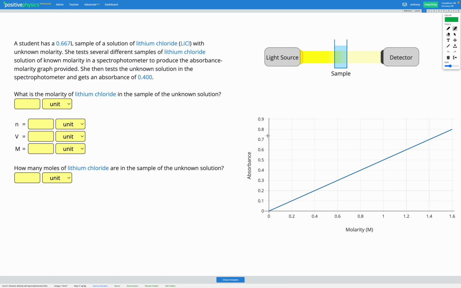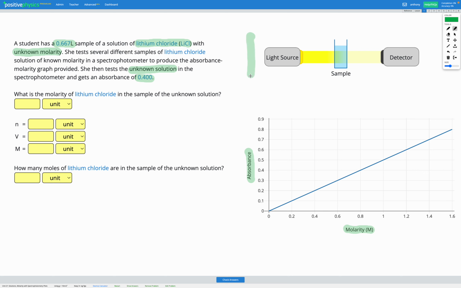A student has a 0.667 litre sample of a solution of lithium chloride, LiCl, with unknown molarity. She tests several different samples of lithium chloride solution of known molarity in a spectrophotometer to produce the absorbance molarity graph provided. That's this graph here, absorbance and molarity. She then tests the unknown solution in the spectrophotometer and gets an absorbance of 0.400.